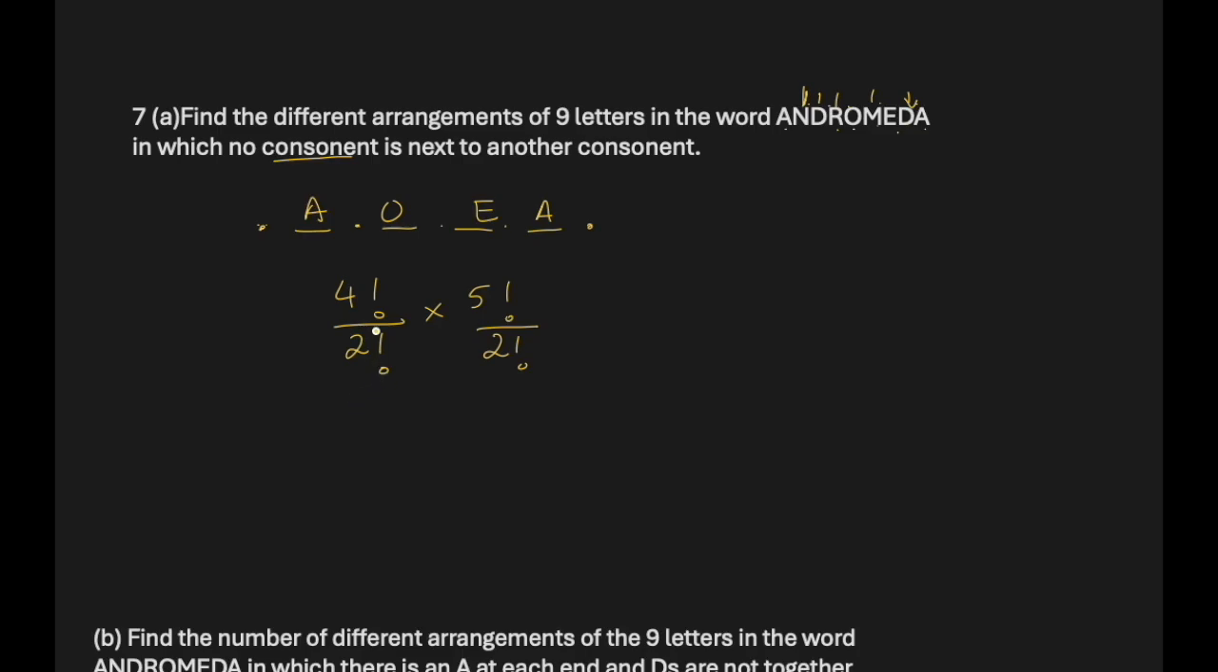So the answer for this 4 factorial will be how much? 24 over 2 times 120 over 2. 12, 60, 720 ways. B part.